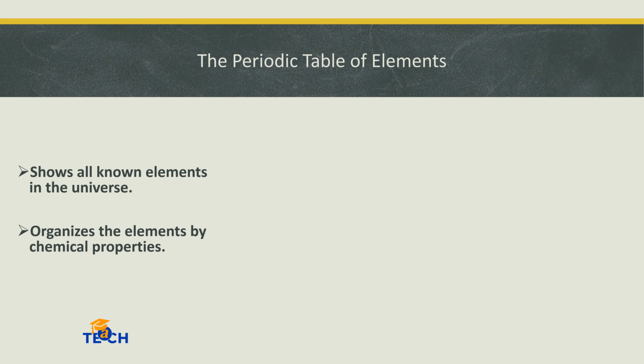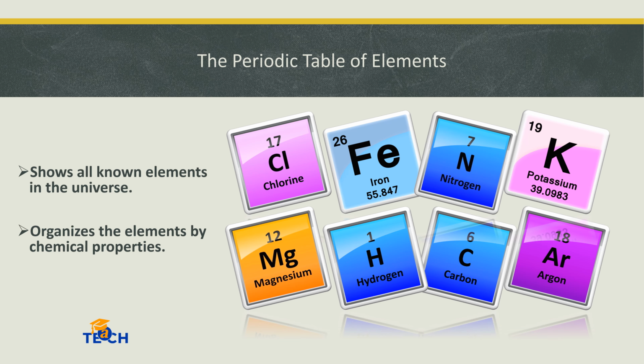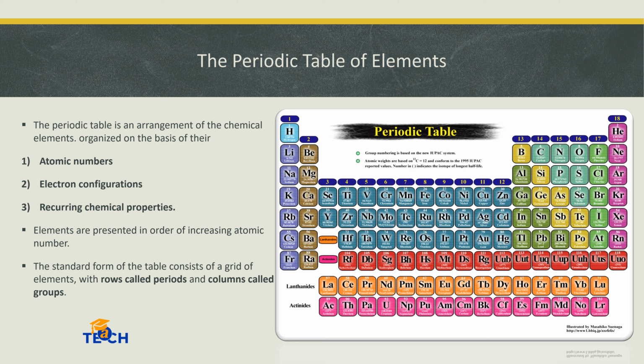The periodic table of elements. It shows all known elements in the universe. Organizes the elements by chemical properties. The periodic table is an arrangement of the chemical elements organized on the basis of their atomic numbers, electron configurations, recurring chemical properties.